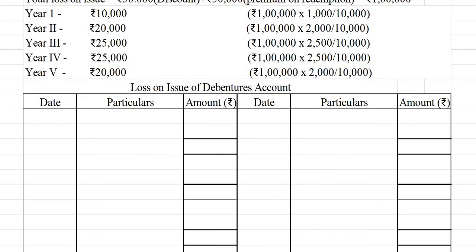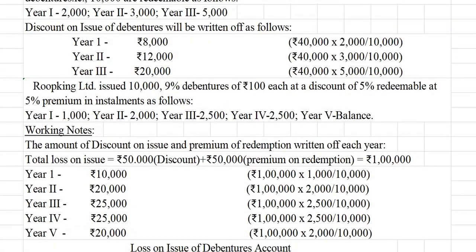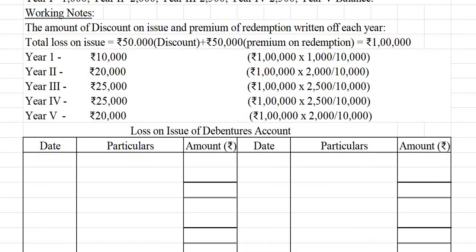We have here loss on issue of debentures account. In the earlier question we had written discount on issue of debentures account. You can see here, instead of writing discount on issue of debentures account, you can write loss on issue of debentures account also, because both are the same. Here I have particularly written loss on issue of debentures account because loss consists of discount and premium also, not only the discount. So we can write here loss on issue of debentures.